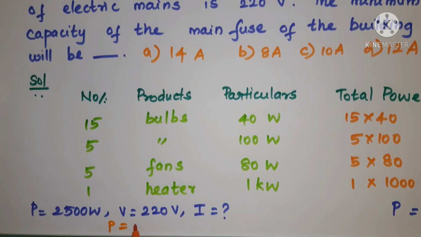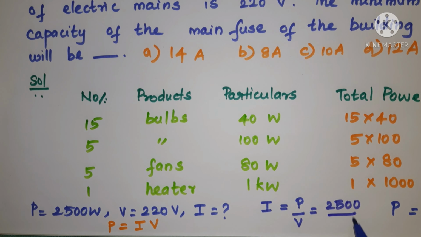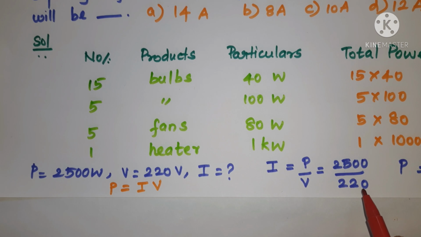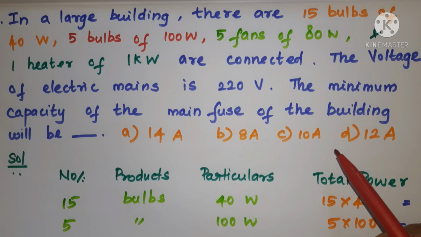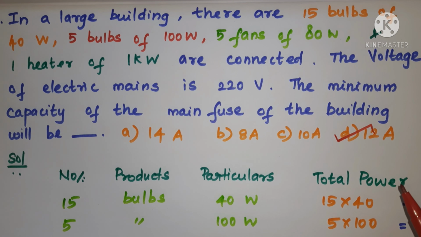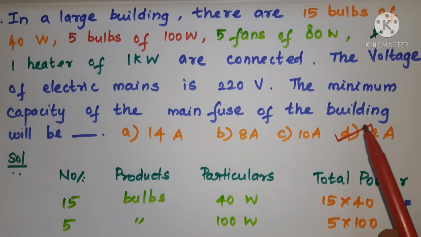Power is equal to current into voltage. Therefore, we can find that current I is equal to power divided by voltage, which is equal to 2500 divided by 220. We simplify this and we get this value to be 11.36, and we round off that to be 12 ampere. So option D is the correct one, 12 ampere. That is, the minimum capacity of the main fuse of the building will be 12 ampere.